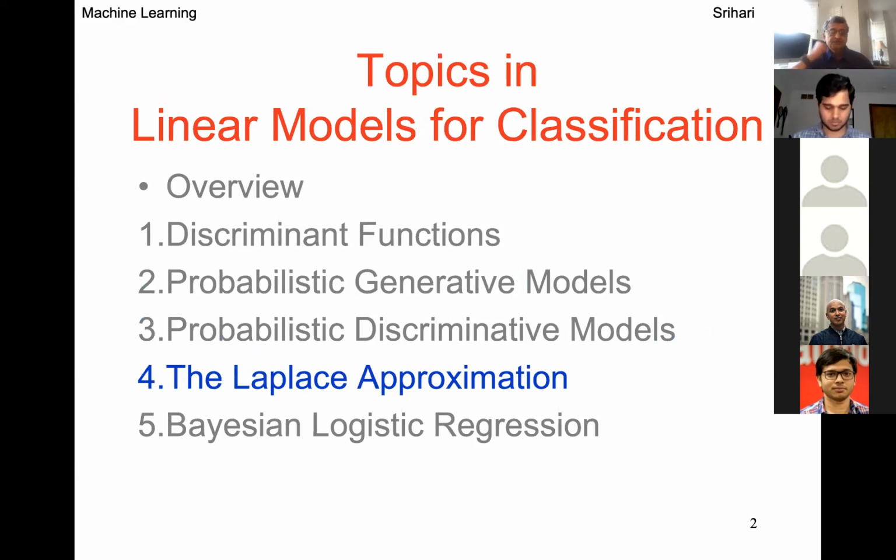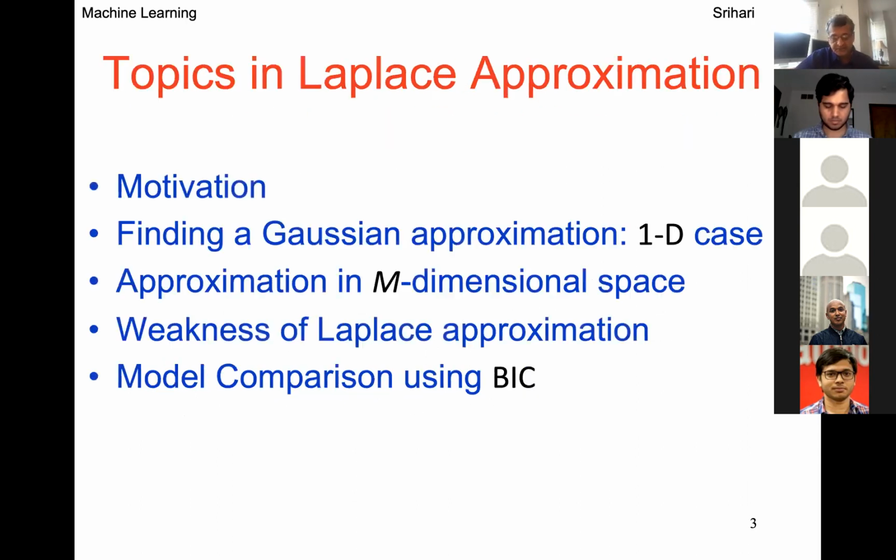This is the subtopic Laplace approximation, and we're still in linear models for classification. We did discriminant functions, probabilistic generative models, probabilistic discriminative models. Probabilistic discriminative models were a very big topic where we studied not only logistic regression, we also studied IRLS. So today we are into Laplace approximation, and we will cover Bayesian logistic regression as well.